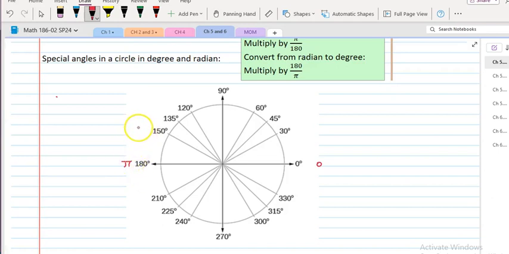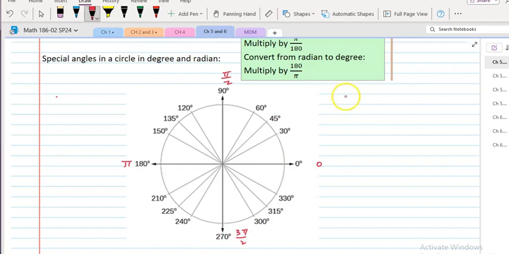What about 150? Let's do this 3 first. We know 90 degrees is pi over 2, because this is pi, and this is half of it. And then this is kind of like 3 times half pi, so it's 3 pi over 2. So we don't say 1.5 pi. We use the improper fraction 3 pi over 2.